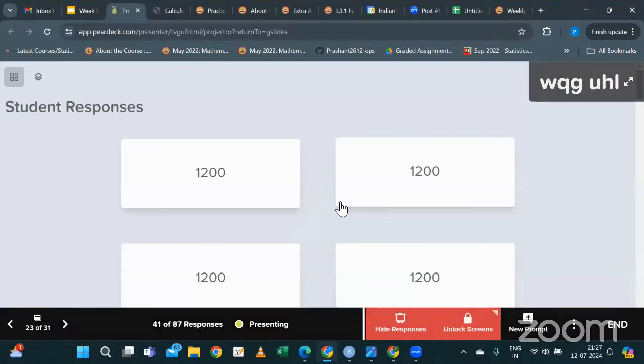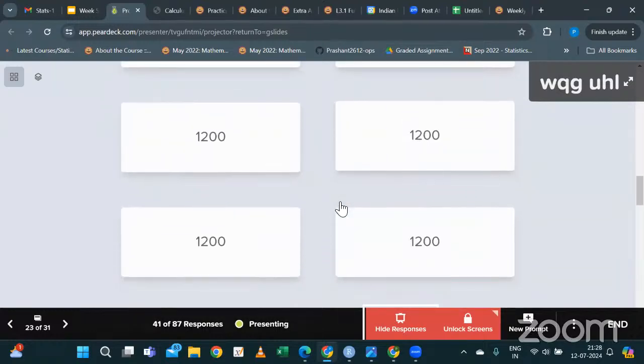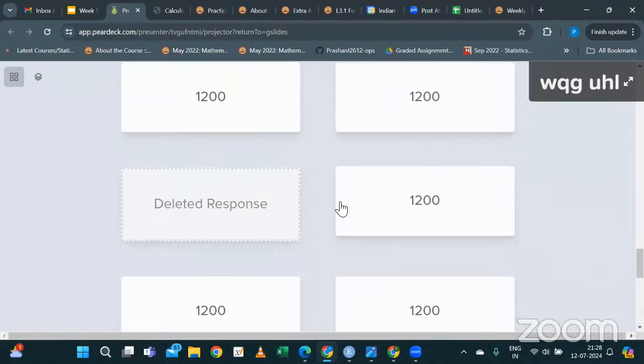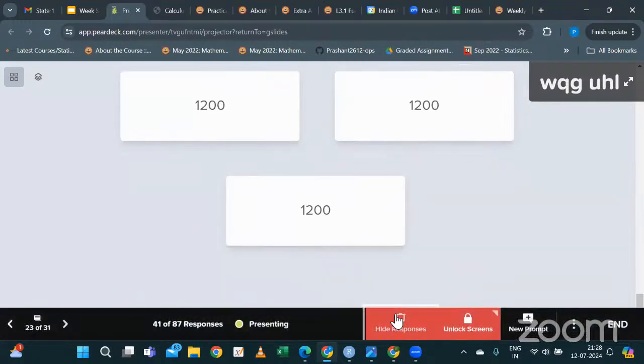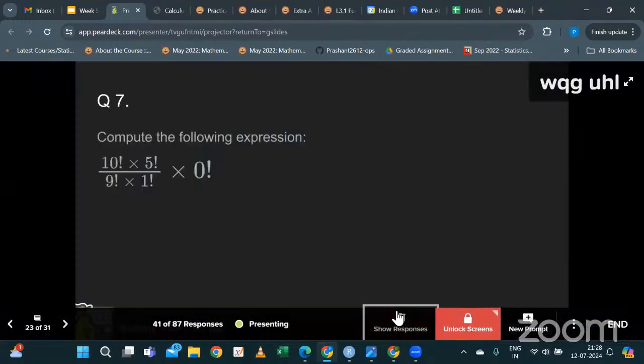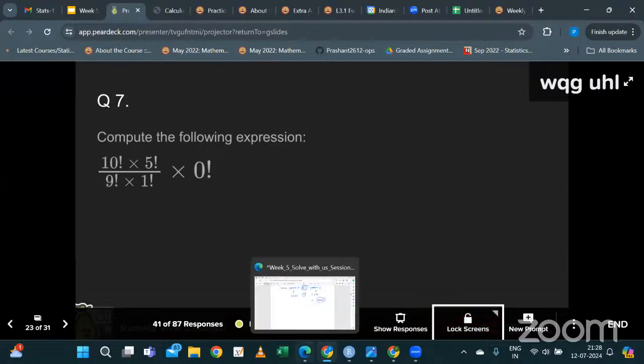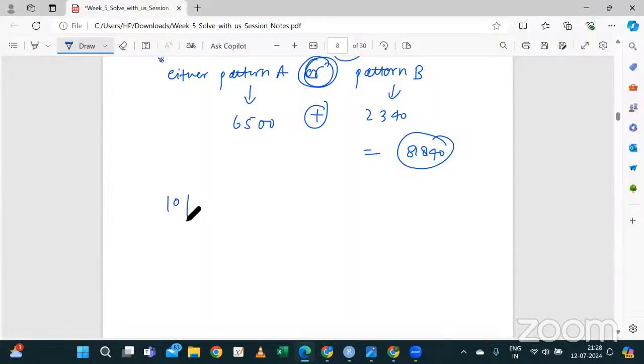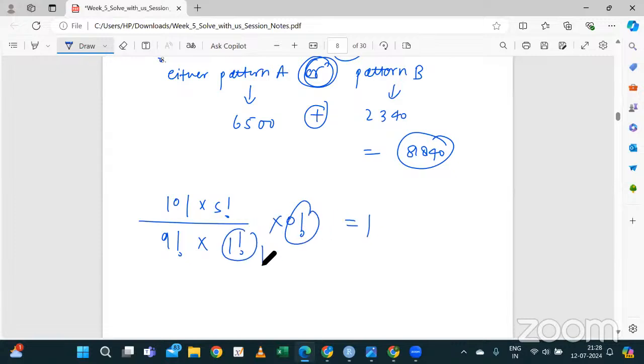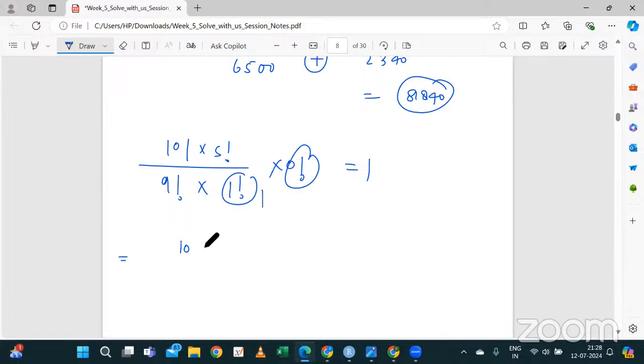Okay. So 1200. Someone entered 120 by mistake. It's a very basic calculation. It's 10 factorial into 5 factorial, 9 factorial into 1 factorial into 0 factorial. We know 0 factorial is 1, 1 factorial is 1, and 10 factorial we can write as 10 into 9 factorial, and 5 factorial we know is 120. 9 factorial cancels again, so the answer is 1200.